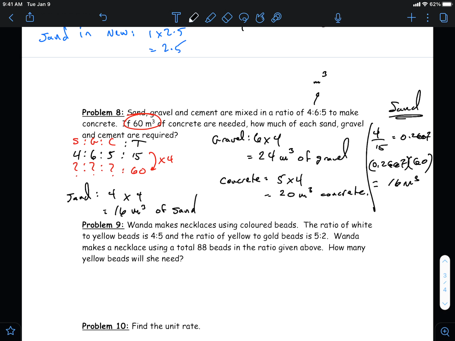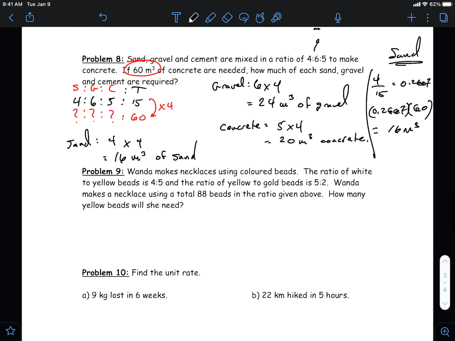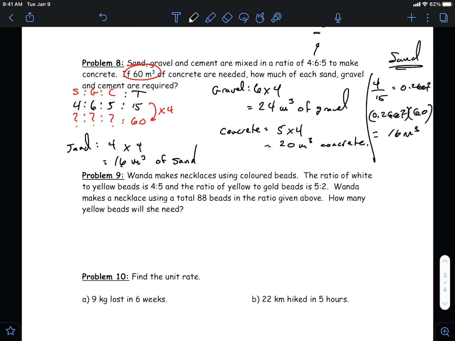Does anybody have any questions? Now 9, I'm going to let you have a go at 9. It'll be a little interesting. And 10, we're going to spend some more time today doing some more unit rate stuff, so I'm not too worried about that one. And I have a bunch of questions for you to practice. So by the end of the day today, we should all be pretty close to being experts on unit rates and proportions and then solving these kinds of ratio questions.